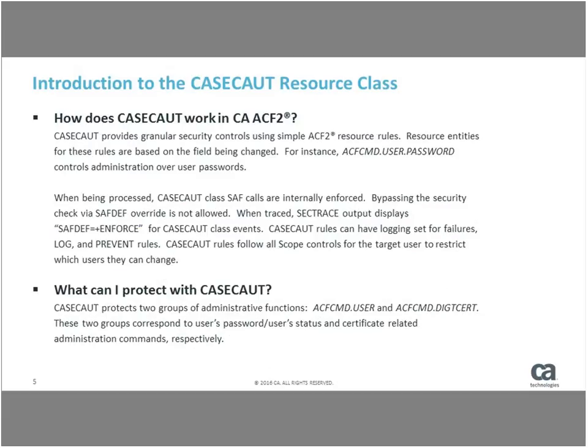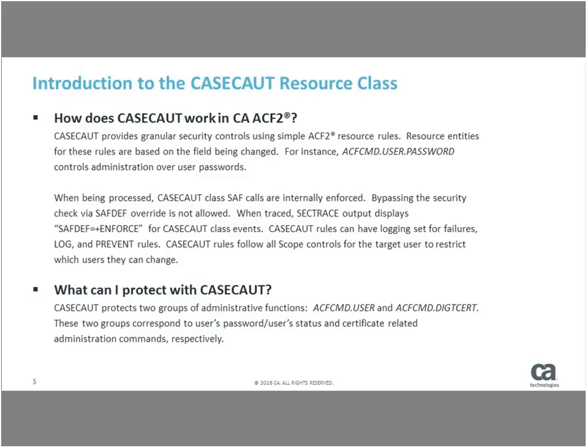So how does it work in CA ACF2? The CA ACF2 resource class provides granular security controls using simple rules. Resource entities for these rules are based on the field that's being changed. For instance, if you want to change the password field, the ACF cmd.user.password resource entity controls administration over passwords.